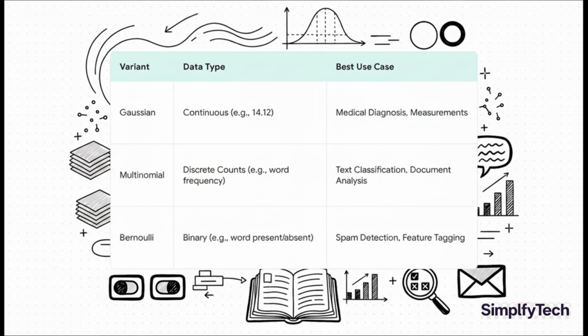Gaussian is for your continuous numbers. You'll want to use Multinomial when you care about how many times a word appears. Great for classifying long documents. And you'll use Bernoulli when you only care if a word is there or not, present or absent. Perfect for things like spam detection.